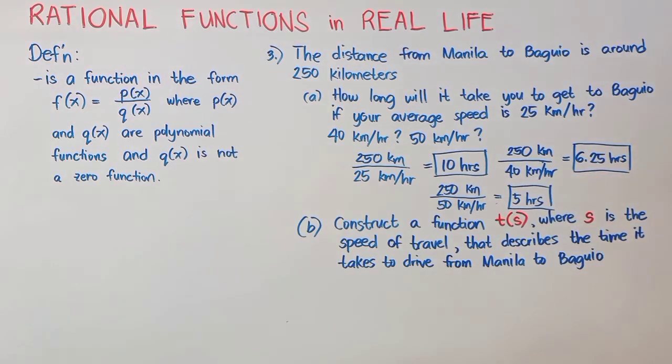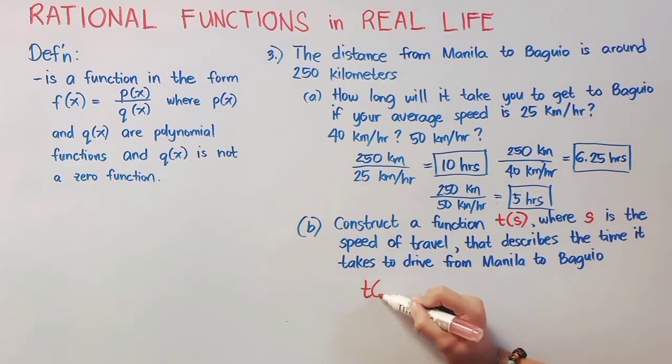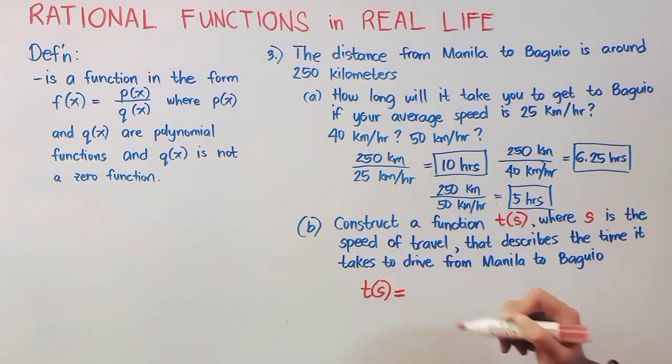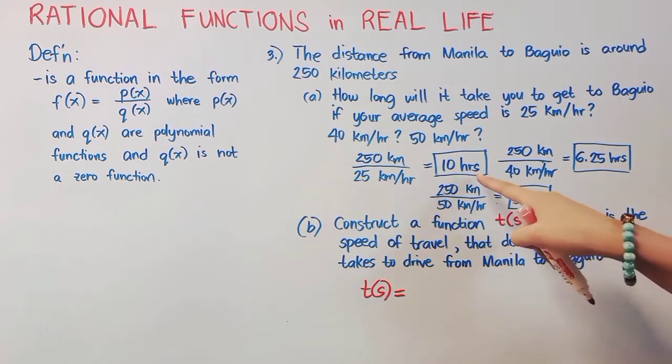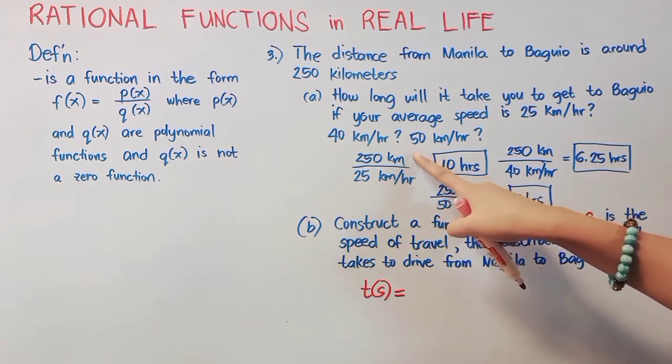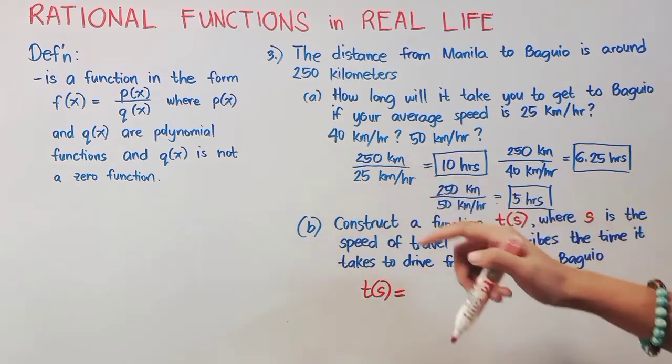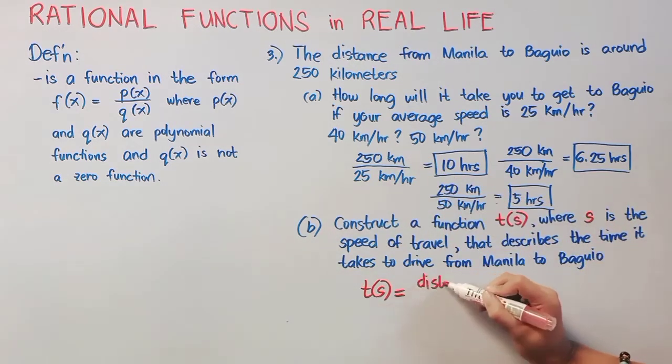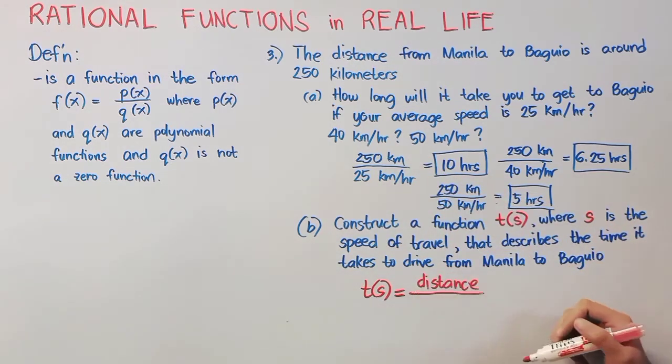Now let's proceed to B. Construct a function t of s where s is the speed of travel that describes the time it takes to drive from Manila to Baguio. Now to get our function t of s, we have to go back to our answers in A. We have here 10 hours, 5 hours, and then 6.25 hours. These are all our travel time when we divided the distance and the average speed of travel.